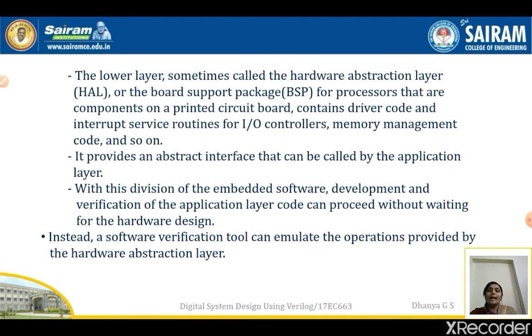Next is the lower layer, sometimes called the hardware abstraction layer or the board support package for processors that are components on a PCB. It contains driver code and interrupt service routines for I/O controllers, memory management code, and so on. It provides an abstract interface that can be called by the application layer. With this division of the embedded software, development and verification of the application layer code can proceed without waiting for the hardware design. So depending on the requirement, we have to choose whether to verify the hardware or software. Instead, a software verification tool can emulate the operations provided by the hardware abstraction layer.